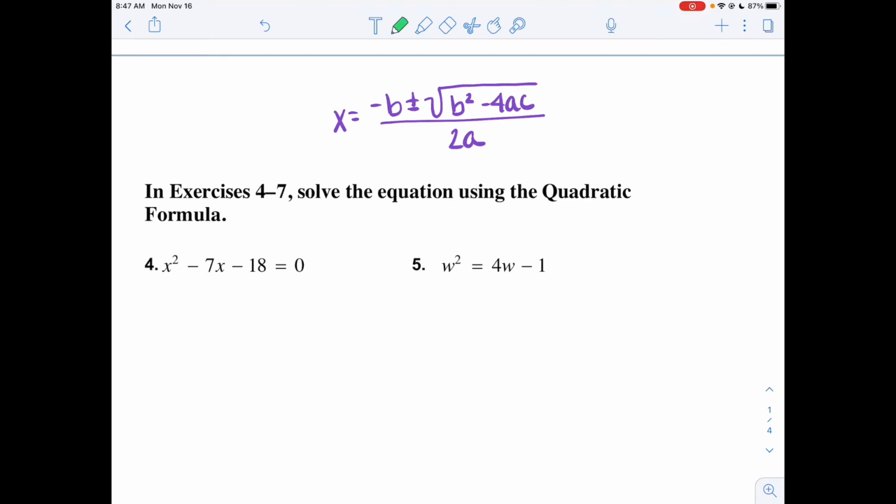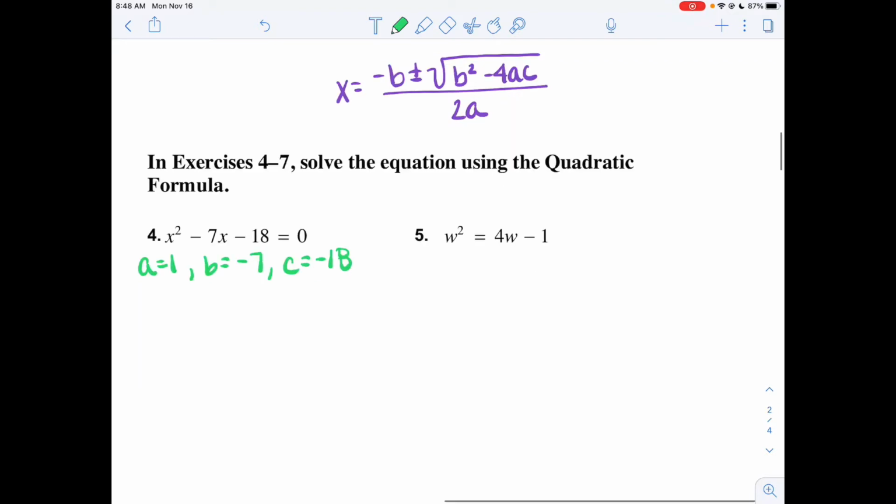This time I'm going to go ahead and explicitly write them. A is equal to 1. B is equal to -7, and C is equal to -18. If you want to just write it above the equation like we did before, that's fine. So now we're going to plug into our quadratic formula.